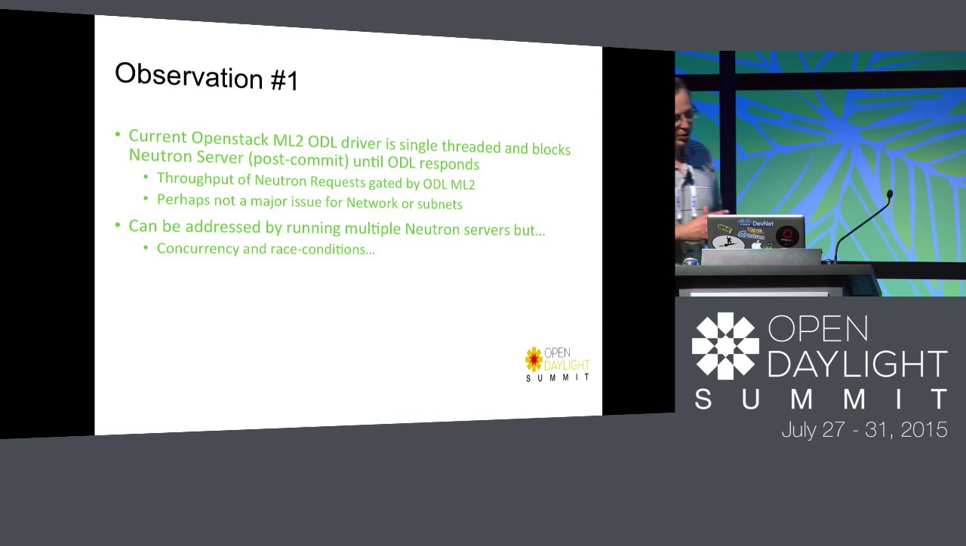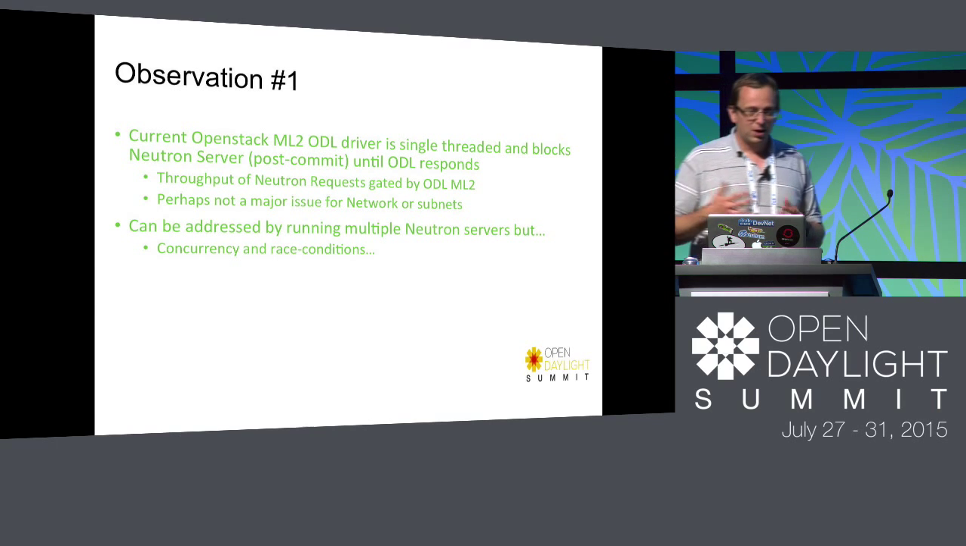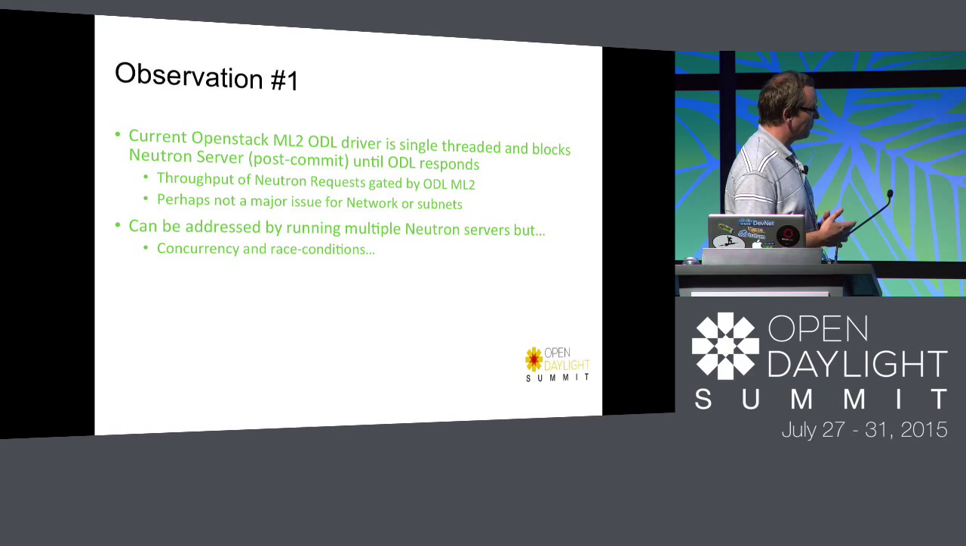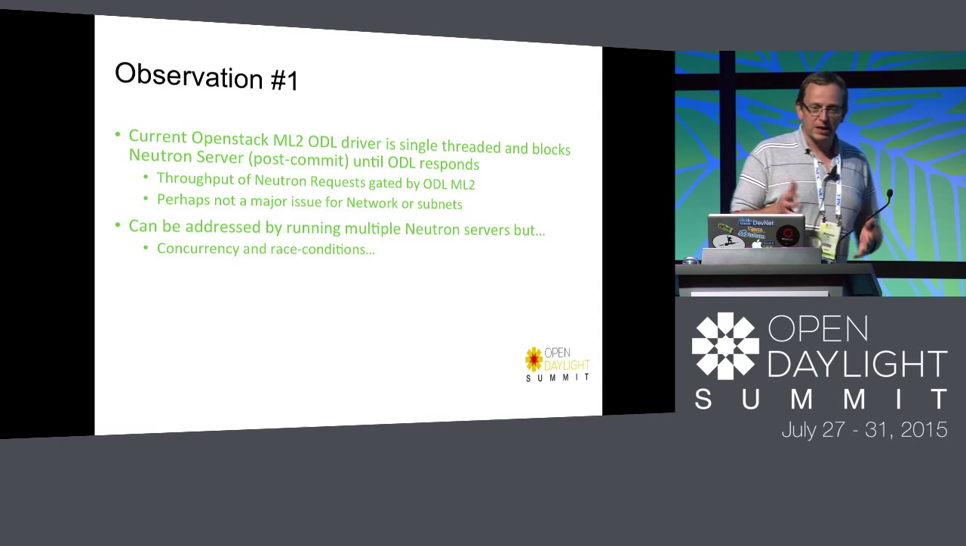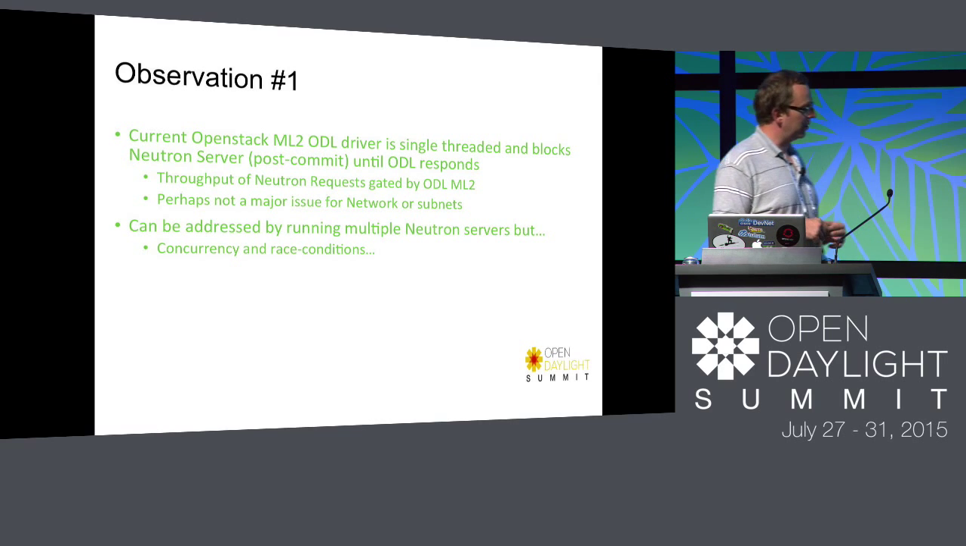The first observation when we began work on this is that the Neutron OpenStack ODL ML2 driver is evidently very much a single-threaded driver, and it simply blocks until ODL responds. So in this system, with a single ODL, the throughput was really gated by the ODL response time. It's not a big deal for networks and subnets, but for port creation rates, it certainly was one.